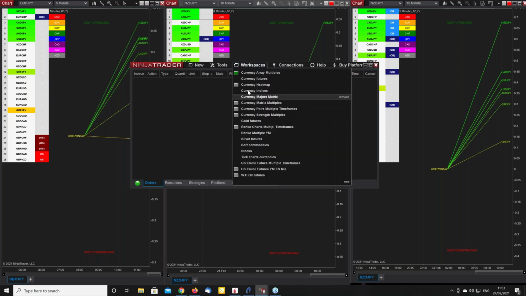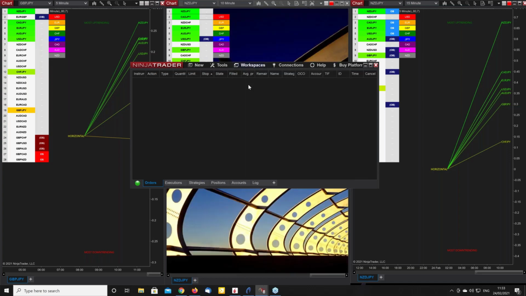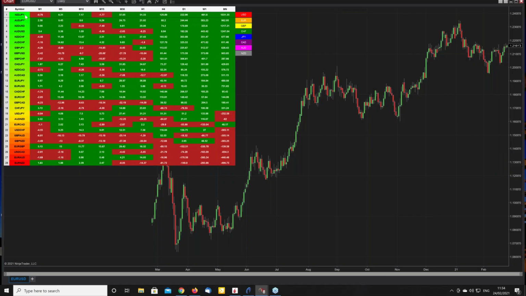In fact, if I go up to the currency heat map, what you'll see here, again, we've got the New Zealand yen right up at the top, and you can use the currency heat map in exactly the same way. This ranking ladder here is much, much slower. It won't move at the same pace as it does on the currency matrix. It certainly won't move at the same pace it does on the currency array.